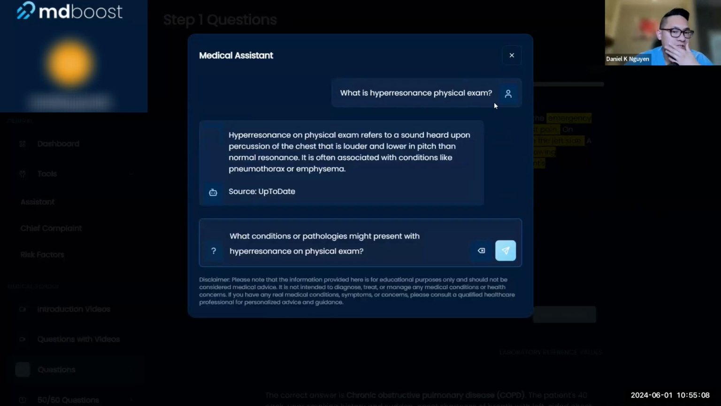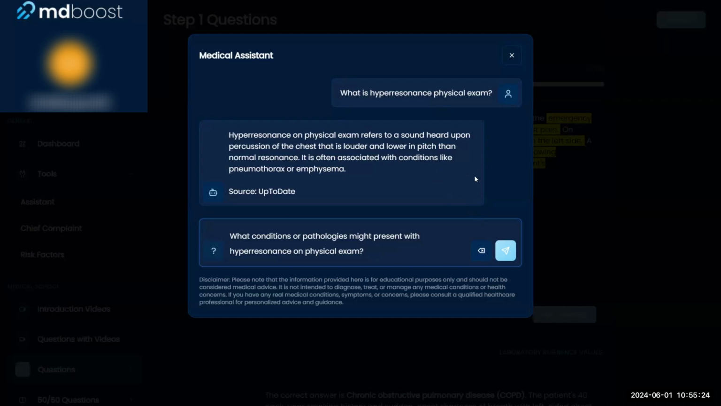Let's see what our assistant says. Physical sound heard upon percussion of the chest that is louder and lower in pitch than normal. It is also associated with cases like pneumothorax and emphysema. So this is your percussion, right? This is you tapping on the chest and how it resonates or vibrates, which makes sense. If you have a pneumothorax, there's a bunch of air in there, right? So if I were to flick a larger balloon, it's going to make more sound because there's more air. So that's why they call it hyperresonance.